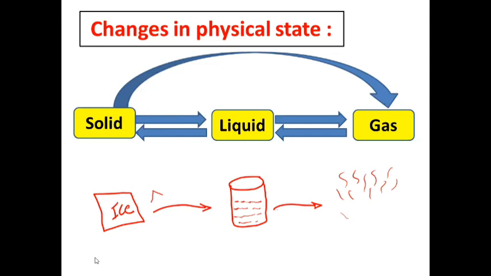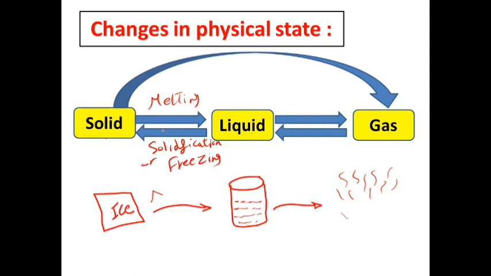So, when you leave the ice at normal temperature, it becomes a liquid. This process from solid state into a liquid state is called melting. Melting represents the conversion from solid state into a liquid state. And the opposite process from liquid state into solid state is called solidification, or another name is freezing.